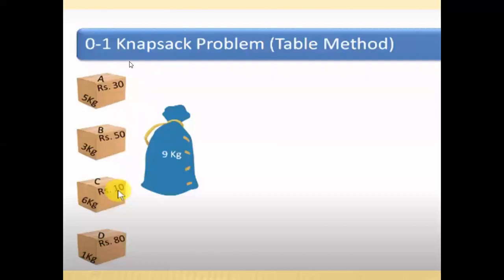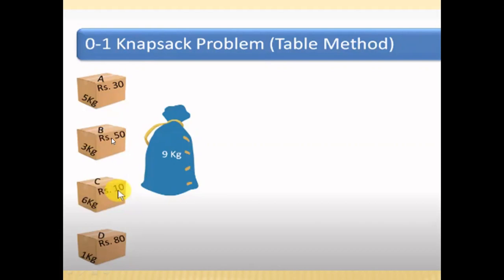If the object is placed, it is represented by x1 equal to 1. If the object is not placed in the bag, it is represented by 0. So we are finding the solution: which objects are placed in the knapsack so that we get the total maximum profit. The capacity of the knapsack is 9 kgs. The weights of the objects are 5, 3, 6, 1 kgs.